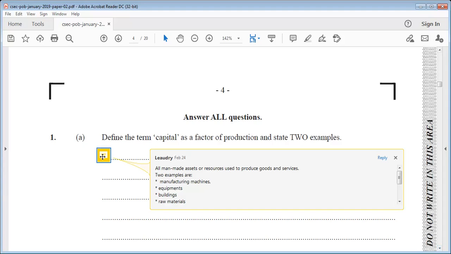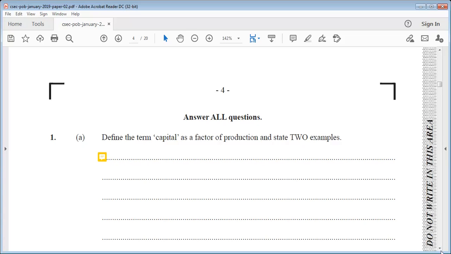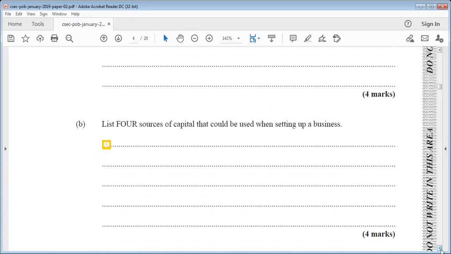So what is capital? Well, capital is really all man-made assets or resources used to produce goods and services. And some examples are manufacturing machines, equipment, buildings, raw materials, tools, or vehicles. Those are some examples. Let us get right into the B part of this question.